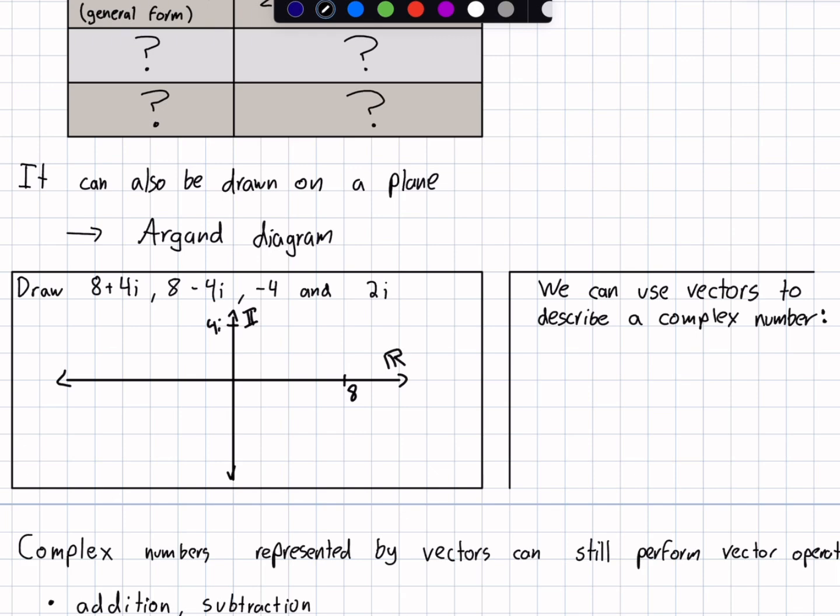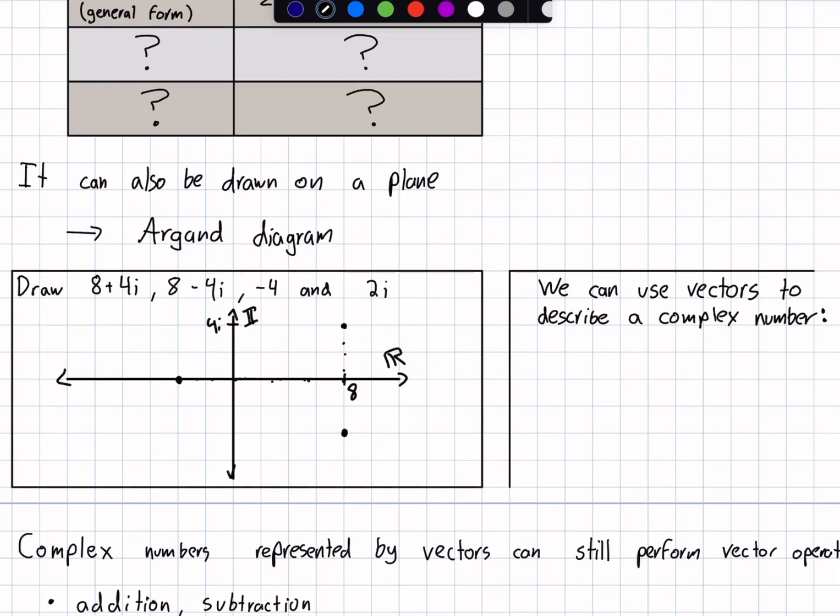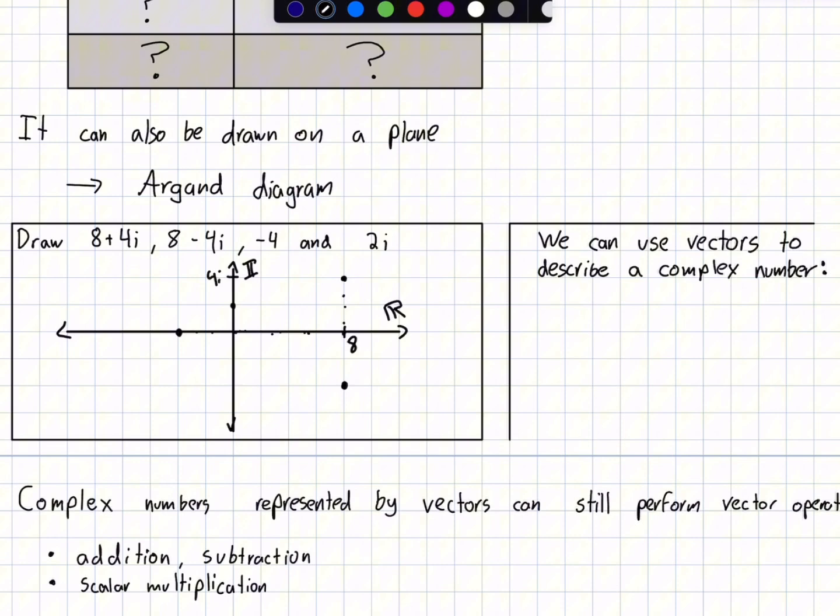So to show 8 plus 4i, we go 8 positive in the real axis and go up 4i. And we'll reach here. Next, we do 8 minus 4i. So we go to the right 8, and we go down 4 imaginary numbers, which will lead us here. Then we have to represent negative 4, and this will be right here as we go to the left 4 units, and we will also have 2i, where we go up 2 imaginary units, so it'll be right here.